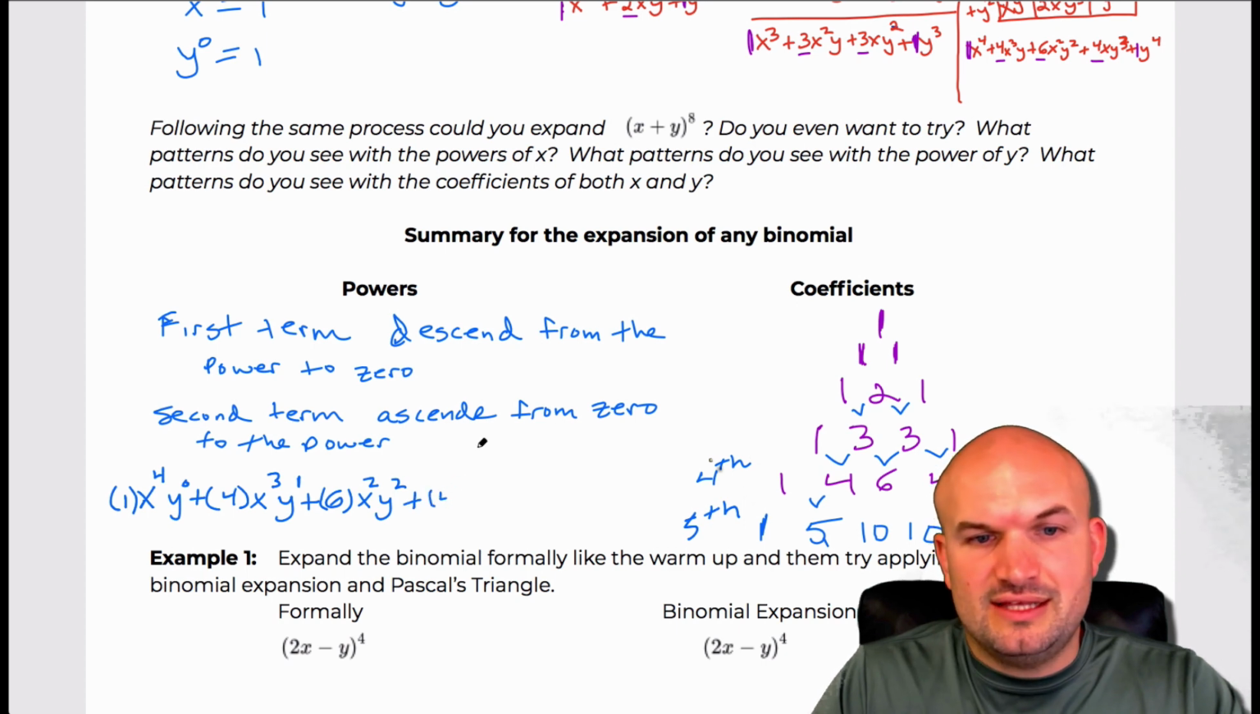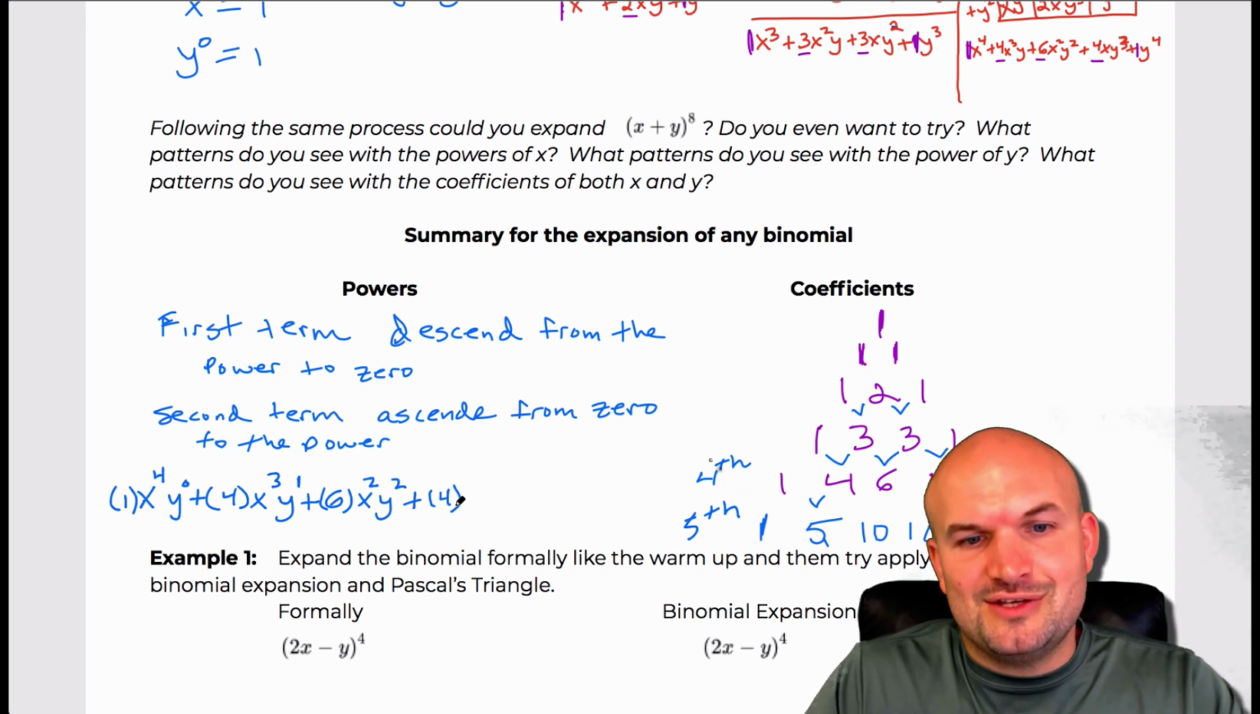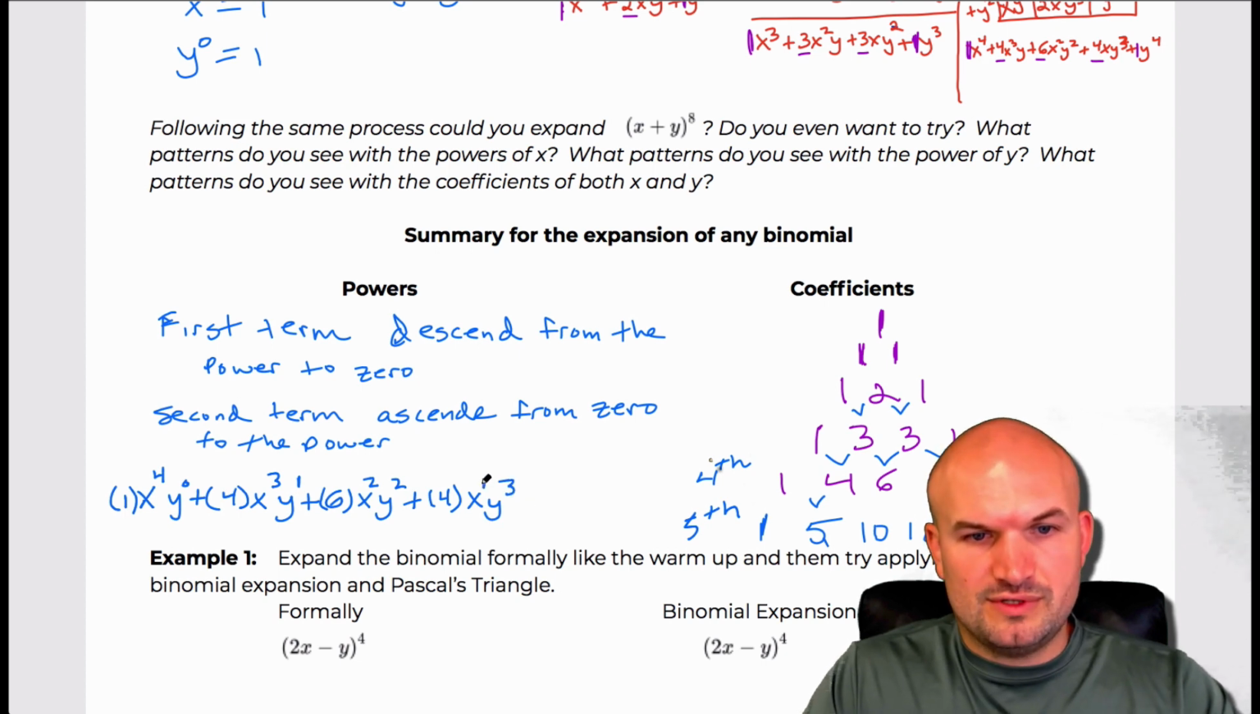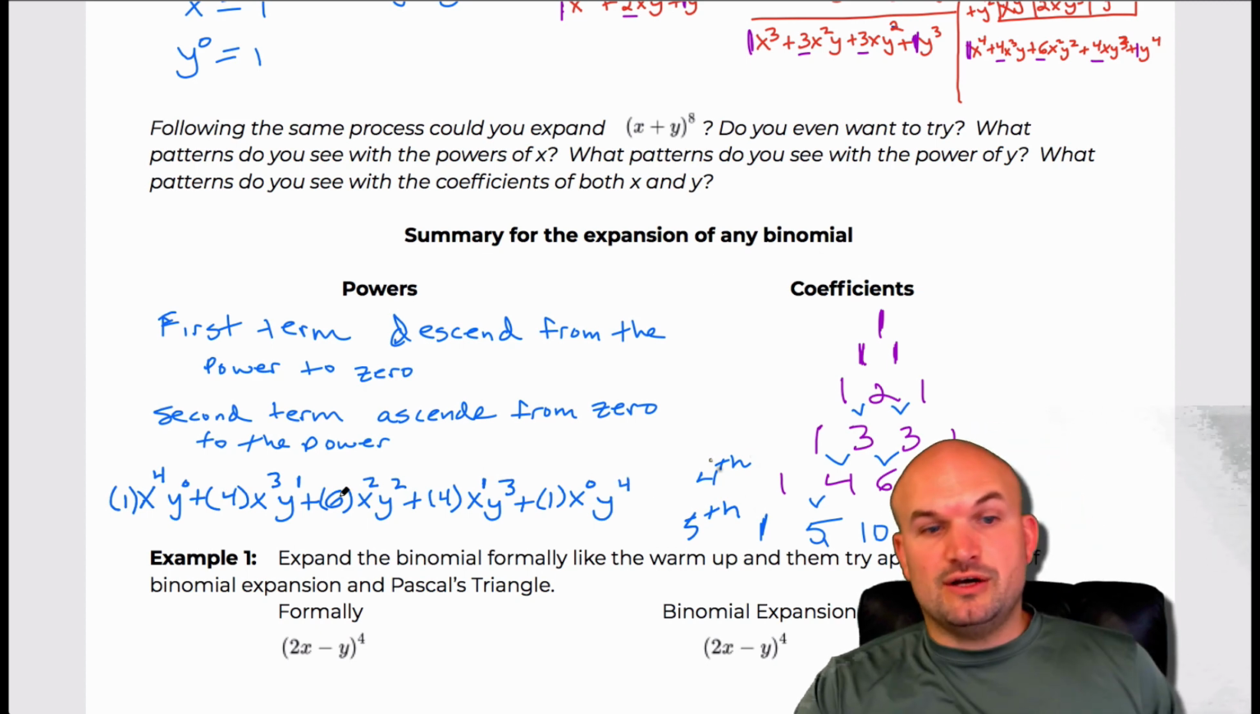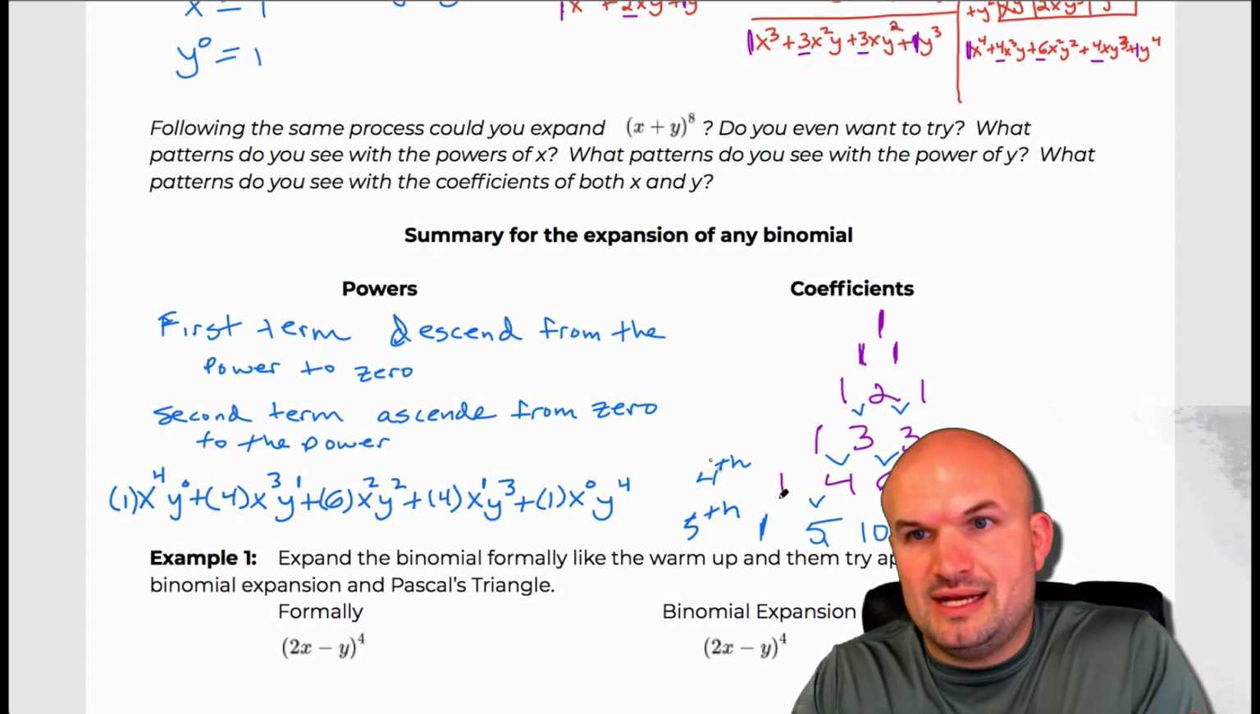And you can start seeing the pattern really helps you write everything out rather quickly. So this becomes 4x y cubed. That's 4 to the first. And then the last one is going to be a scalar multiple of 1, x to the 0, y to the fourth. And there you go. That's the long written out form.